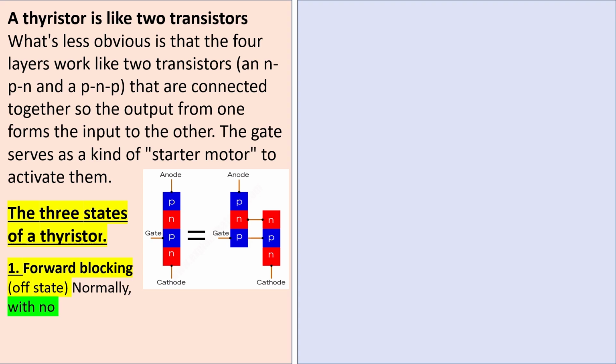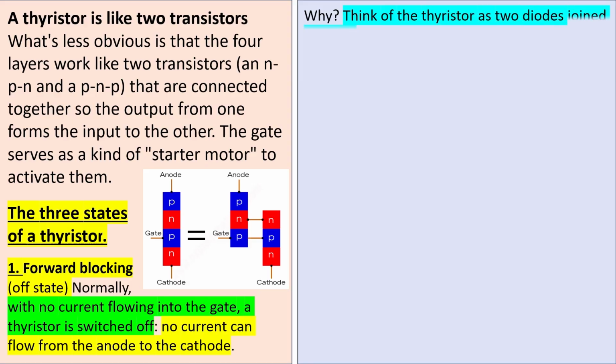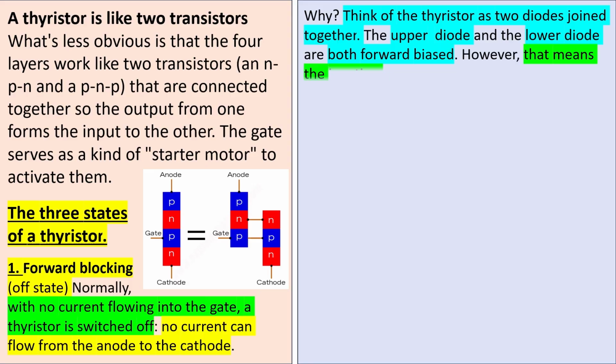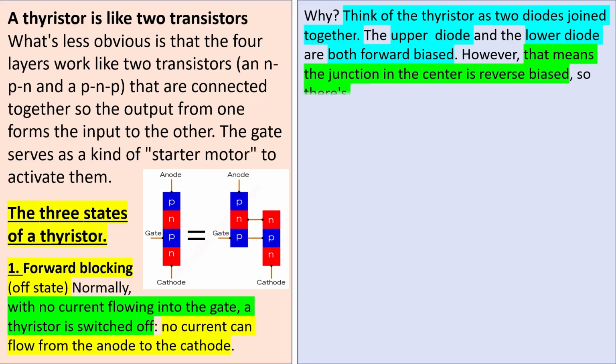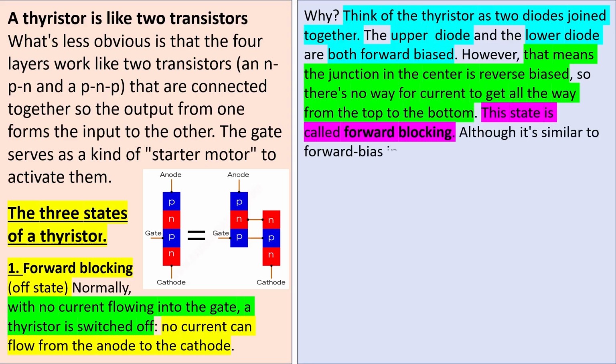Normally, with no current flowing into the gate, a thyristor is switched off. No current can flow from the anode to the cathode. Why? Think of the thyristor as two diodes joined together. The upper diode and the lower diode are both forward biased. However, that means the junction in the center is reverse biased, so there's no way for the current to get all the way from the top to the bottom. This state is called forward blocking. Although it's similar to forward bias, in a conventional diode no current flows.